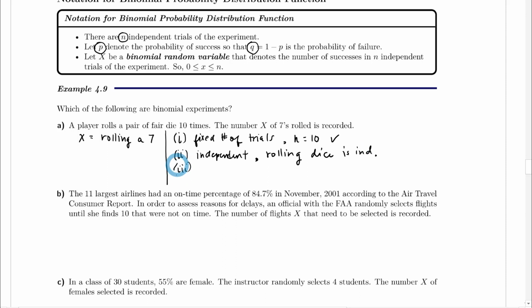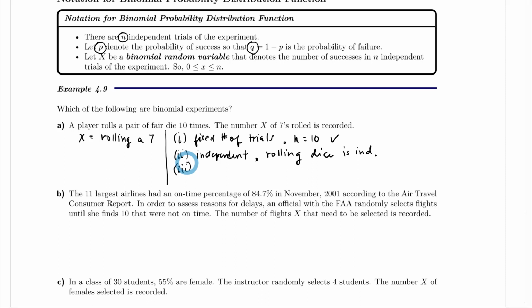The third condition is that for each trial there are two mutually exclusive or disjoint outcomes. Mutually exclusive means the outcomes can't both happen at once. Like with a deck of cards, can a heart be a diamond and a diamond be a heart? That's mutually exclusive. But if I have a heart and a nine, can a nine be a heart? Yes, so that's not mutually exclusive.